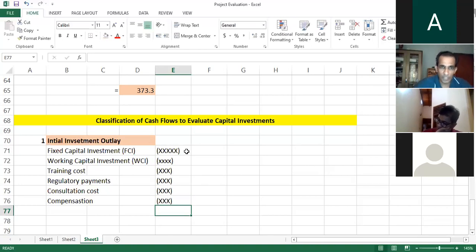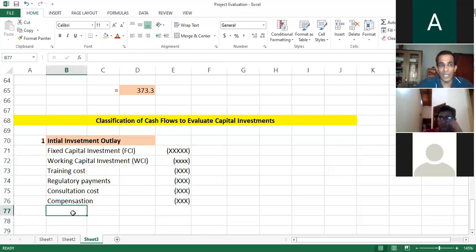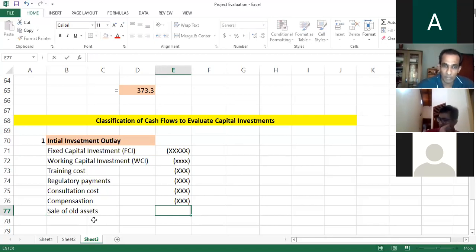Right, and if it is possible to sell old assets when the company buys new assets, there will be a cash inflow due to the sale of old assets. Net cash inflows can be there.